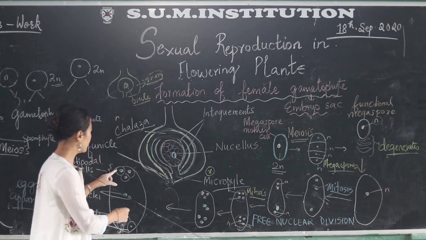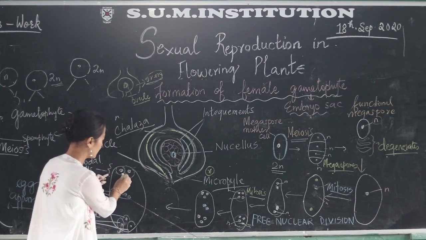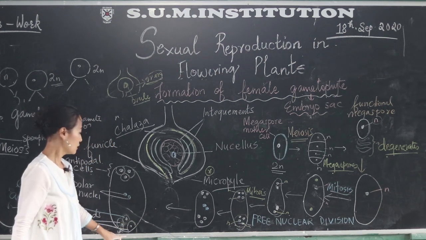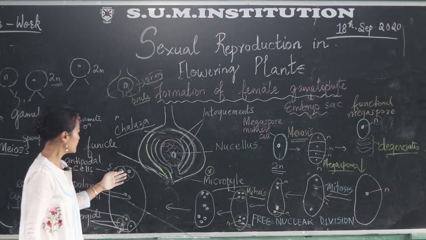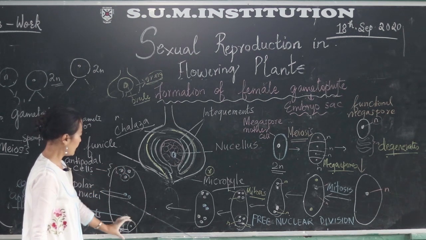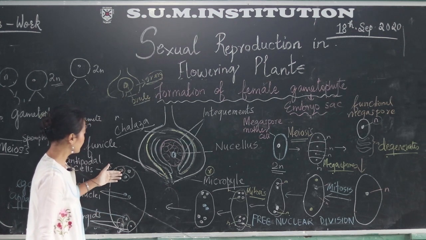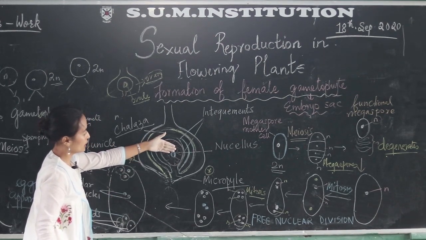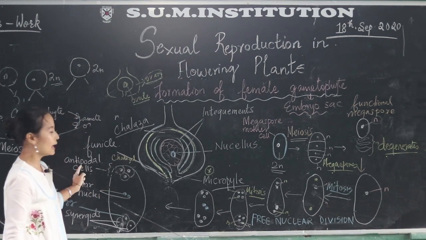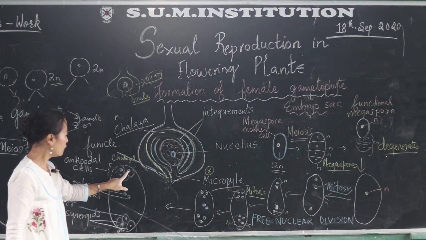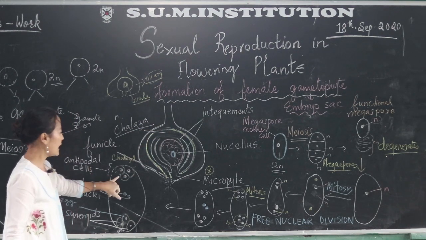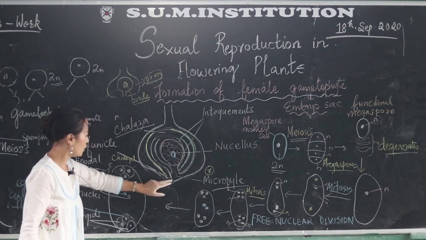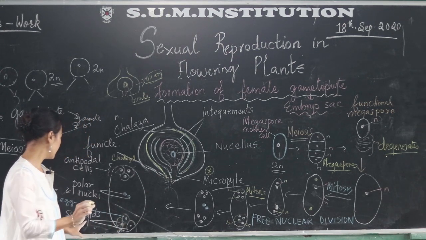Okay, so 3 cells are formed on one side, then another 3 cells are formed on the other side. The 3 cells on this end of the gametophyte, this end is the chalazal end. The cells that are formed on this chalazal end are called antipodal cells. The cells that are formed on the opposite micropylar end, we call it the egg apparatus.